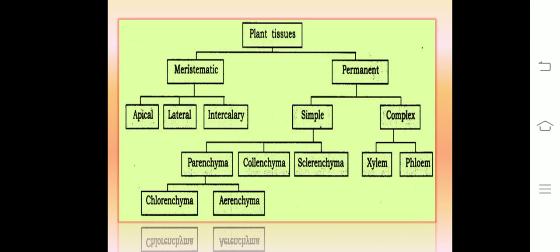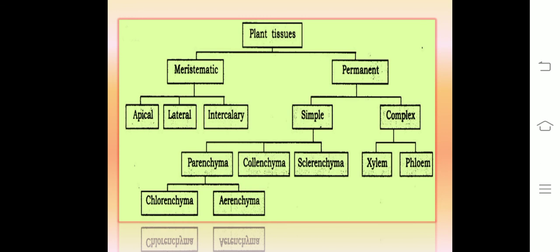Coming on to the classification of plant tissues, they are broadly classified into meristematic tissues and permanent tissues based on the dividing capacity of the tissues. Meristematic tissue is in turn divided into three subcategories: apical meristematic tissue or apical meristem, lateral meristem, and intercalary meristem. Permanent tissues are classified into two categories: simple permanent tissue and complex permanent tissue.